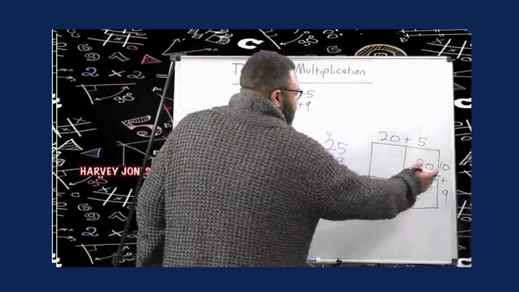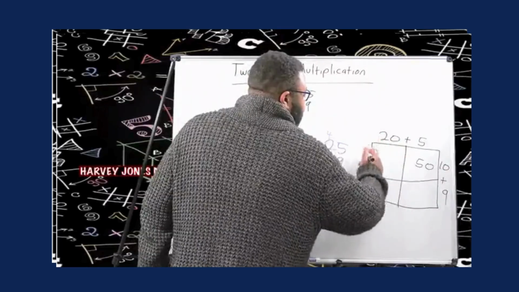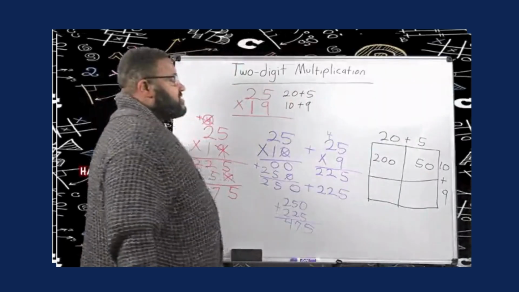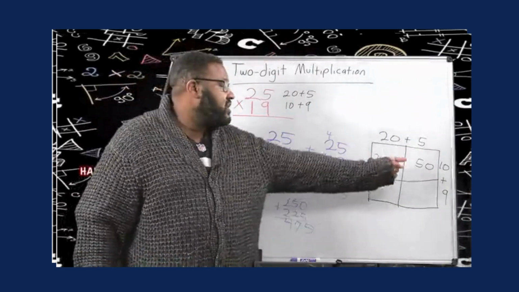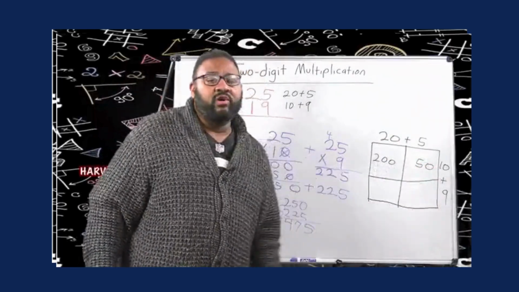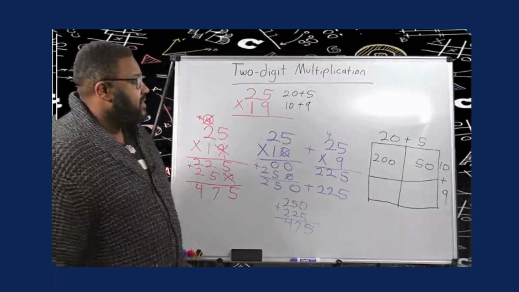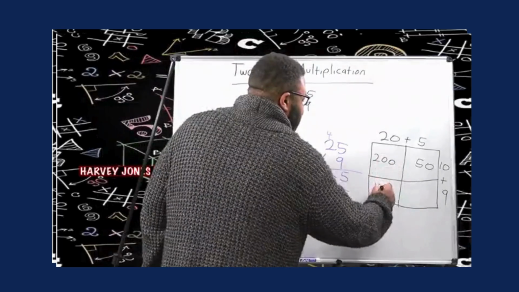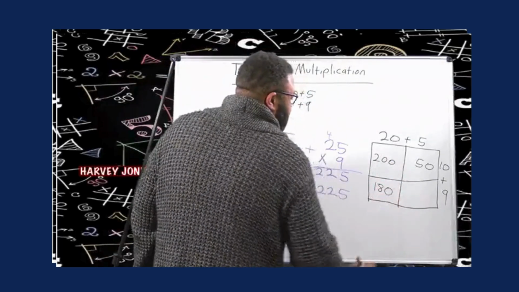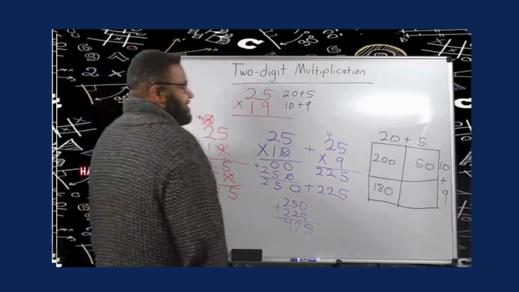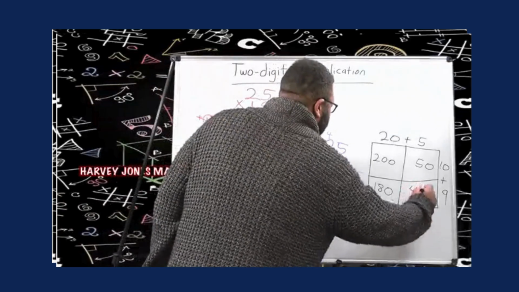The other one right here, we got 10 times 20. Most of you know this as 200. You can also say 2 times 1, which is 2, and you got 2 zeros, however you want to look at it. Here in this box, I have 9 times 2, which is 18, and I add a 0. And in my last box, 9 times 5 is 45.